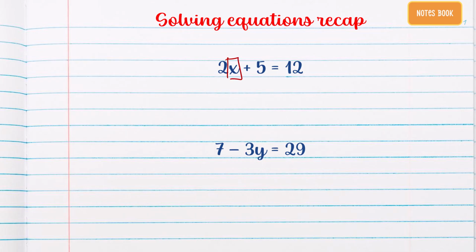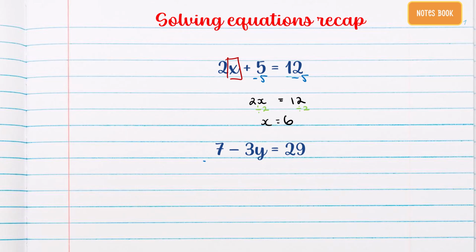Our goal here is to get this guy by himself. The way we're going to do that is work furthest away from the x when we already have the x on one side only. So in this case, to get that 2x by itself, I'm going to subtract 5 from both sides, leaving me with 2x is equal to 12. And then to isolate that x, I'm going to divide by 2, leaving me with 1x, or just x, is equal to 6.